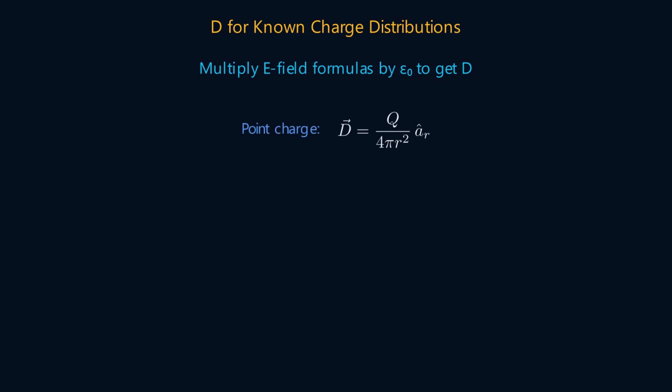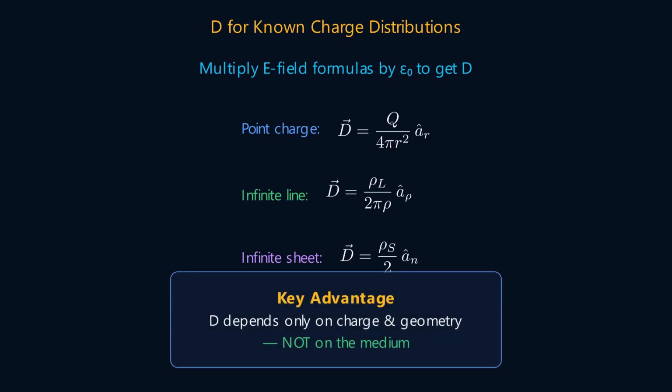The key advantage of D: all the formulas we derived for E from charge distributions still apply, just multiply by epsilon 0. For a point charge, D equals Q over 4 pi r squared. For an infinite line, D equals rho L over 2 pi rho. For an infinite sheet, D equals rho S over 2. Notice that D depends only on charge and geometry, not on the medium.